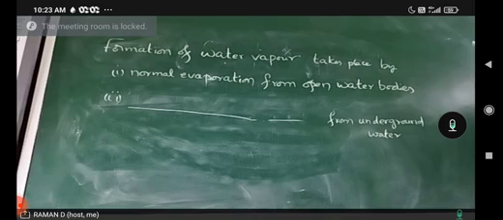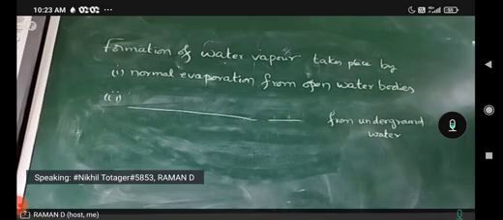Okay, listen. In the Getting to Know Plants chapter, we have learnt about the functions of the leaf. What are the functions of the leaf? Photosynthesis and transpiration. What is transpiration? The loss of water in the form of water vapor.